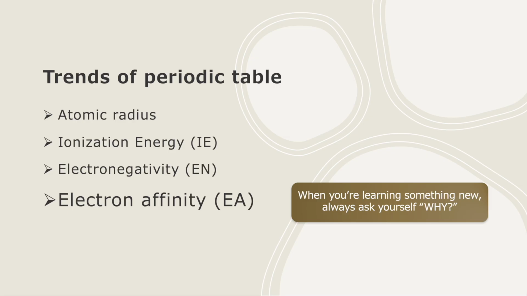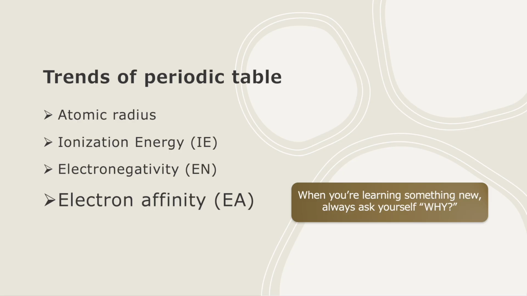Electron affinity is the energy change that occurs when an electron is added to a neutral atom in the gas phase to form a negative ion. It is a measure of an atom's tendency to accept an electron, okay? So if energy is released when an electron is added, the electron affinity is negative. If energy is required to add an electron, the electron affinity is positive, which is rare, okay?